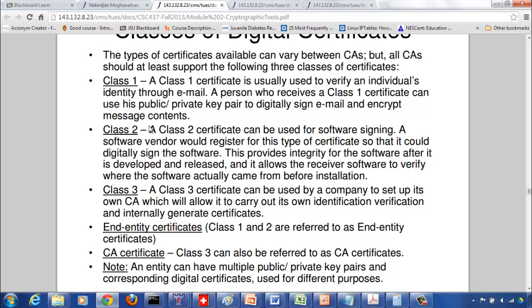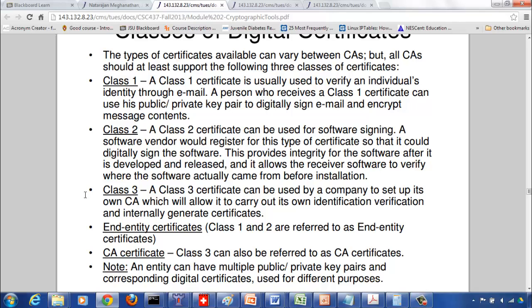A class 2 certificate is mainly for software signing. If you want to distribute your software over the internet, you better sign it with a class 2 certificate that you obtain from a valid certifying authority. Class 3 is called a CA certificate, in the sense that class 1 and 2 are called end entity certificates because they're used by individual users or whoever is developing and distributing software. Whereas a class 3 certificate can be used to issue certificates for other entities.